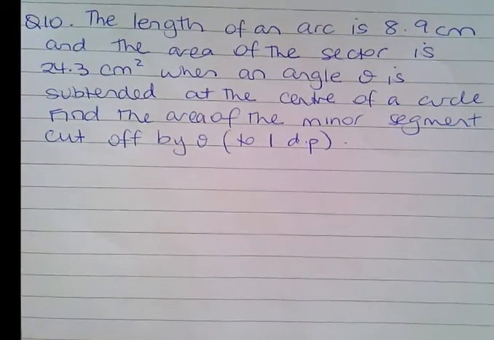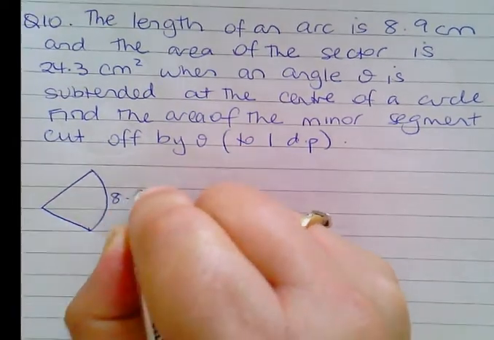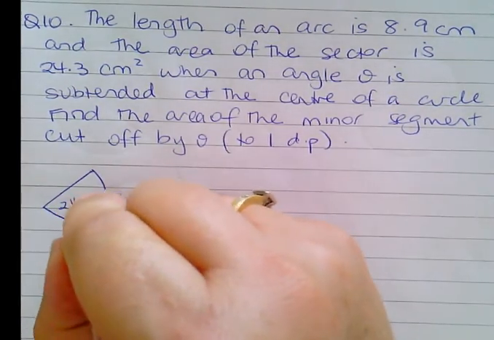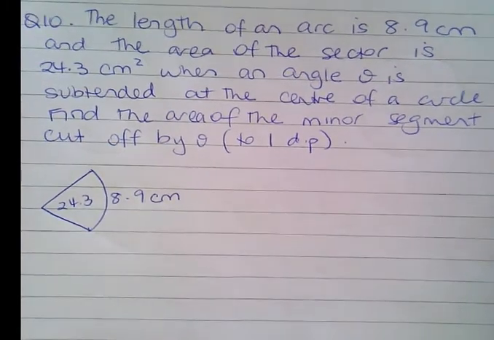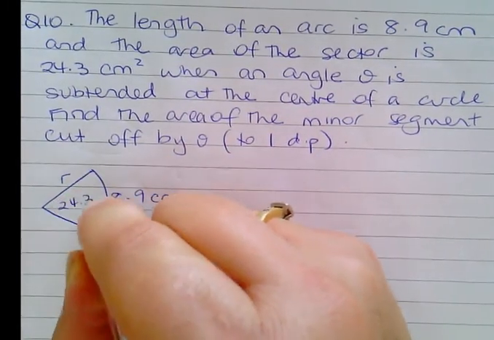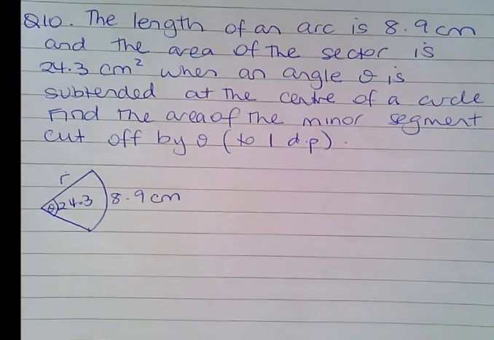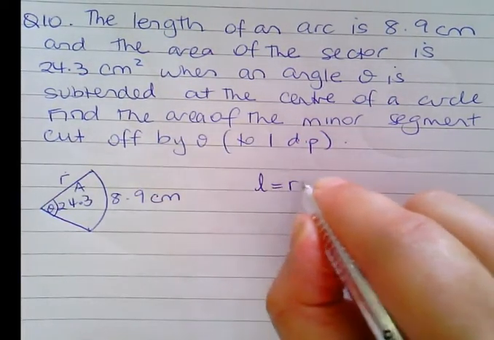Question 10 from exercise 5.5. The length of an arc is 8.9, so that's an arc. So the length of this arc is 8.9 centimeters, and the area is 24.3 centimeters squared. And you have to find the area of the minor segment. Actually, we did something similar to this in the last exercise. So remembering, you're going to have to find r and theta here and solve simultaneously to work them both out.